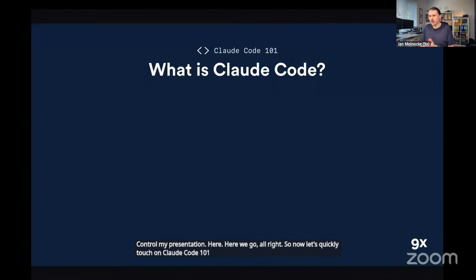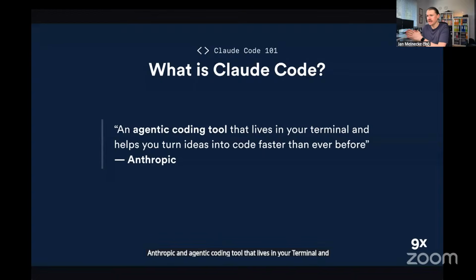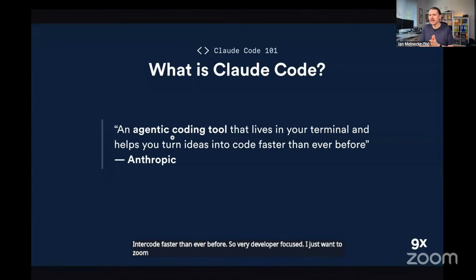All right, so now let's quickly touch on Claude Code 101. What is Claude Code? This is one of the official descriptions from Anthropic: an agentic coding tool that lives in your terminal and helps you turn ideas into code faster than ever before. So very developer focused. I just want to zoom in a little bit on this agentic coding tool. What exactly does it mean?